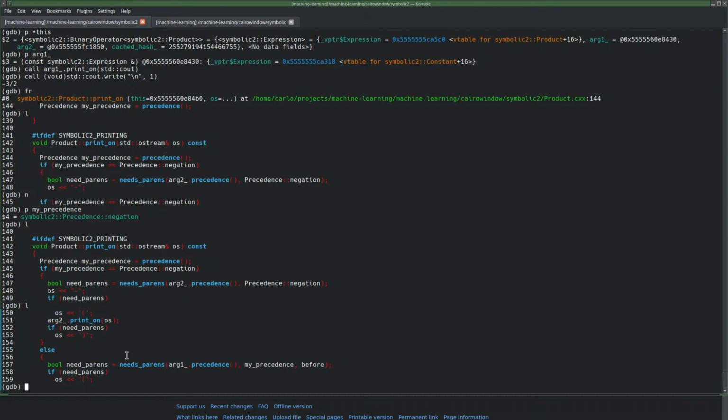Yeah, well, there you see it happen. If the precedence is a negation, I just print a minus sign and then the second argument. So the whole first argument is completely ignored.